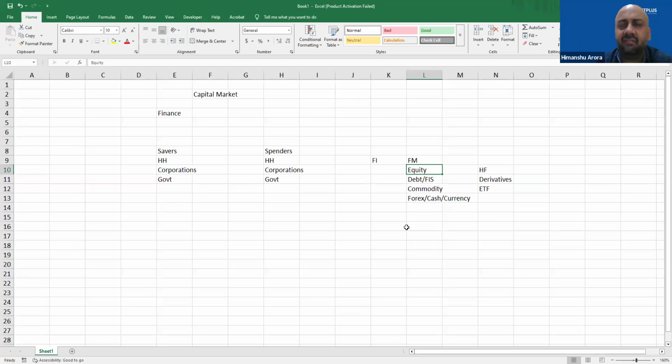Now the question arises: why does a company issue equity? The company issues equity primarily for five reasons. One, expansion. Second, diversification. Third, debt repayment. Fourth, working capital requirement. And fifth, exit option for initial shareholders. Expansion, diversification, working capital requirement, debt repayment, and exit option for initial shareholders.